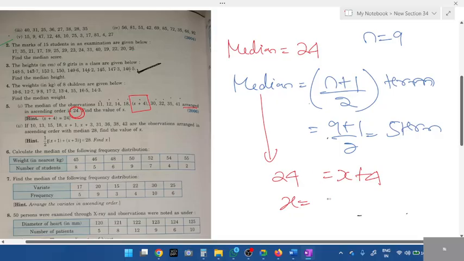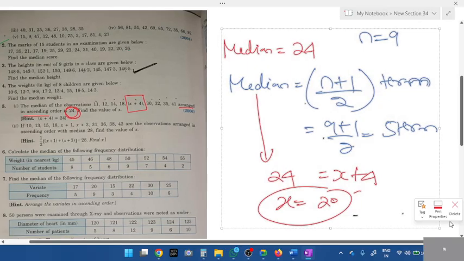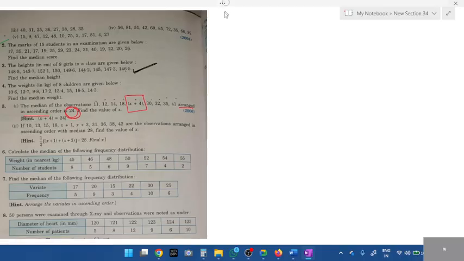X is equal to 25 minus 4, which is 20, students. All of you are done? The Main first one was easy. You won't get such a question, I mean, for MCQ you might get it. Fifth Main, second one. For even it is easy. For odd number it was easy.